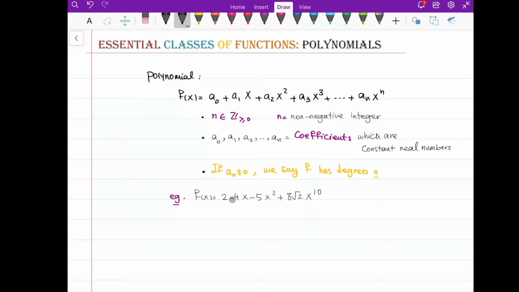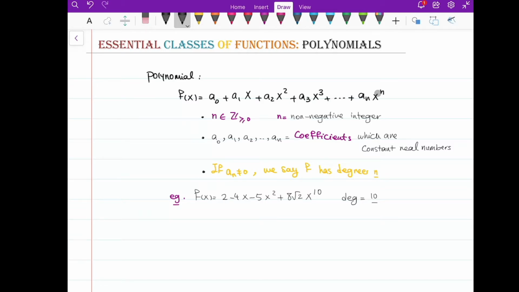What about the degree? As you see, this is 2x to the power of 0, -4x to the power of 1, -5x to the power of 2, and 8 root 2 x to the power of 10. So the degree of this polynomial is equal to 10. It's just because this is the largest exponent that we have in our polynomial. That's called the degree. Okay, the largest exponent. So here it says that if the coefficient is not 0, we say that the degree of our polynomial is the largest exponent that we see here.